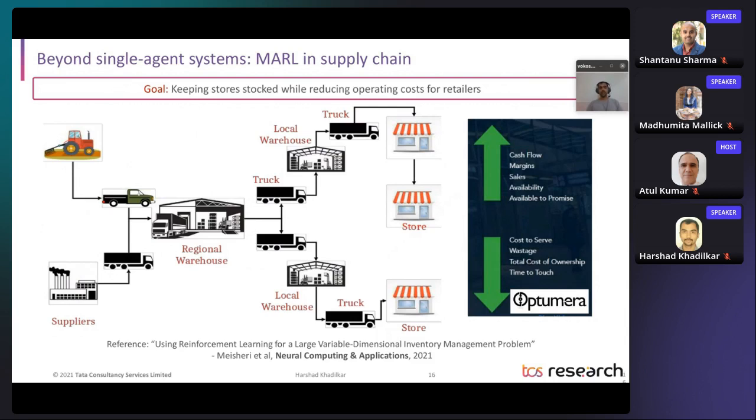We have worked on multi-agent reinforcement learning problems, such as in this case in a supply chain, to make sure that all the stores and warehouses are stocked to their current inventory levels so that the customers always find the products that they are looking for on the shelf, but they don't send so much product that any of the perishables go to waste. And this work in fact is part of TCS Optumera, which is a real world product offering.